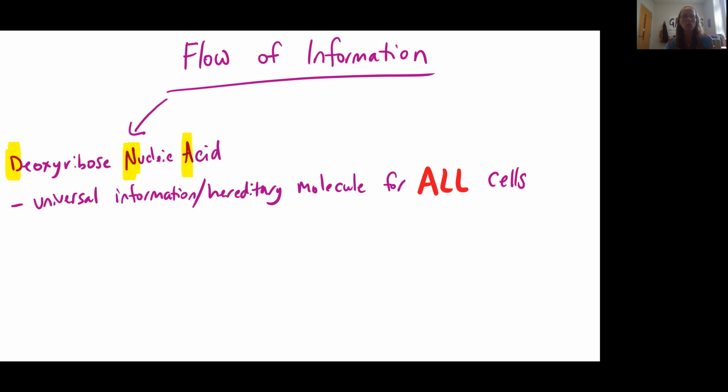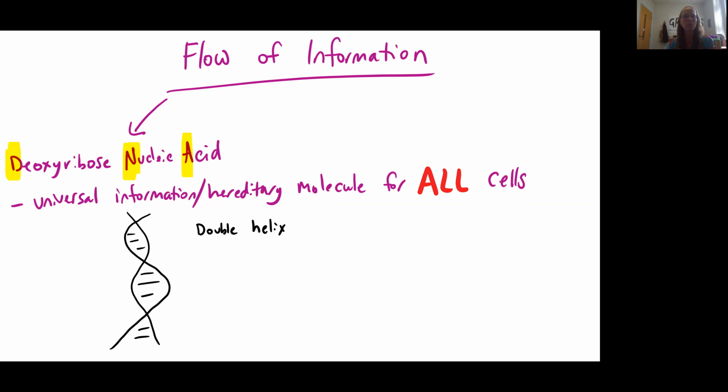Primarily the way that we see information flowing is through the DNA molecule. DNA stands for deoxyribose nucleic acid. And I think I've already mentioned that this molecule is found in all cells. So whether you're in domain archaea, bacteria, or eukarya, we see that this molecule has the same structure and the same function in all of those cell types. We're going to talk just a little bit more about DNA here, and then we'll have a whole chapter on it toward the end of the semester. So we'll get just a little preview and then much more detailed later.